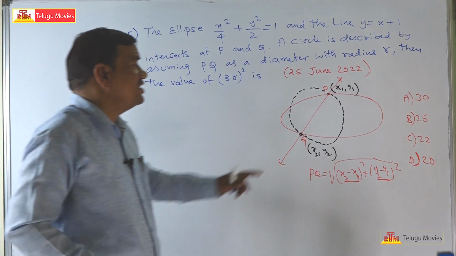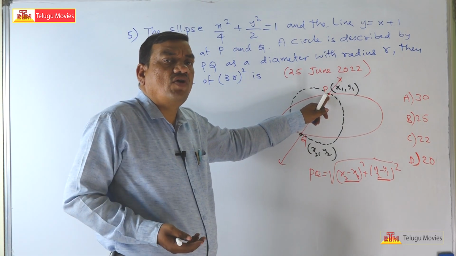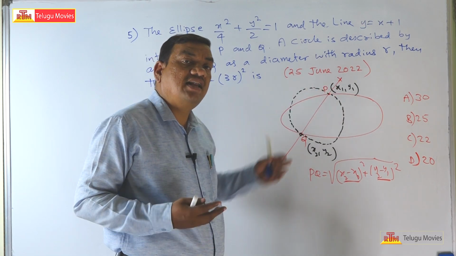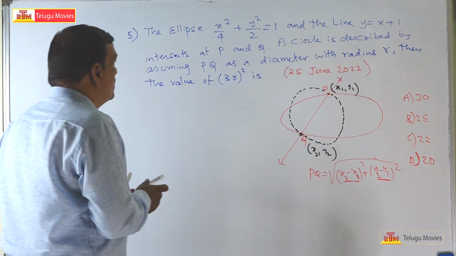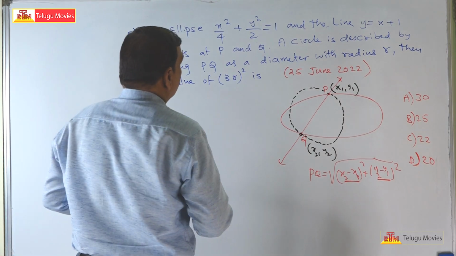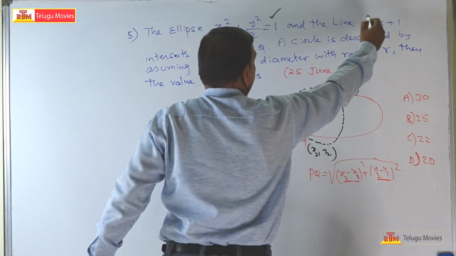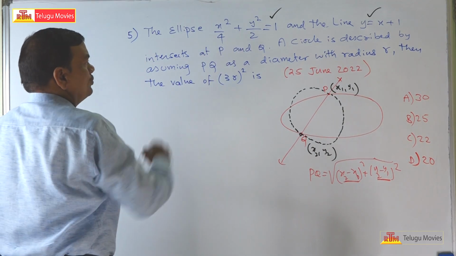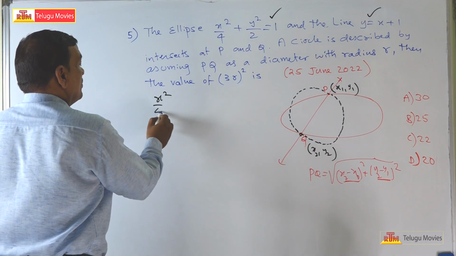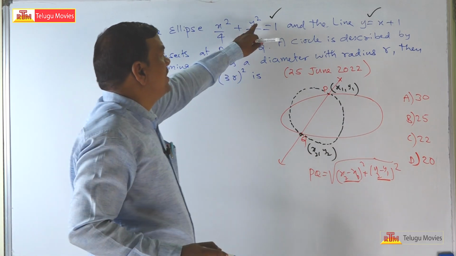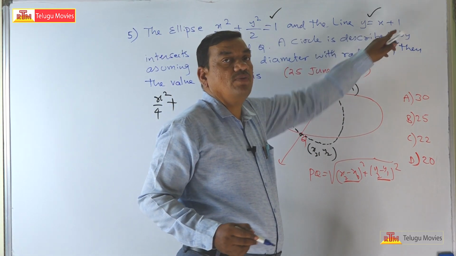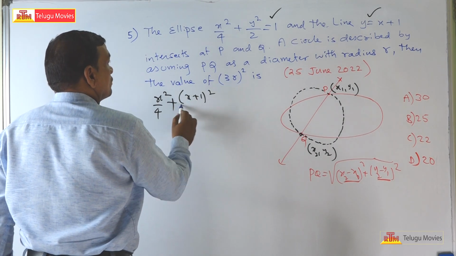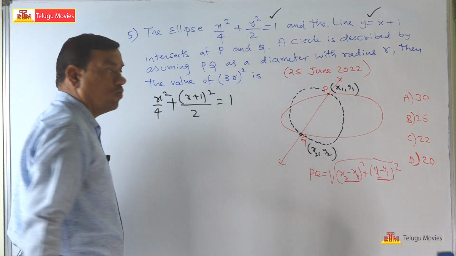Now, to find these points of intersection, what will we do? We will solve the equations of the ellipse and the line. Let us solve those equations. So this is the ellipse equation and this is the straight line equation. I will solve those two equations: x square by 4 plus, in place of y, put x plus 1, so x plus 1 whole square by 2 is equal to 1.